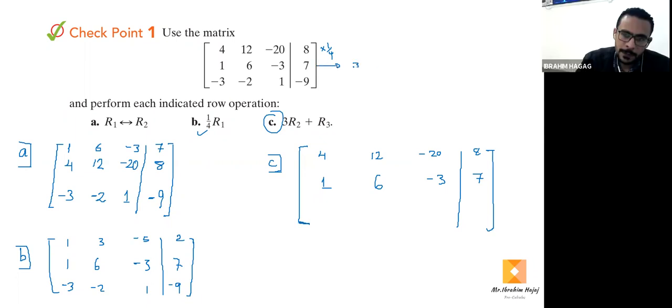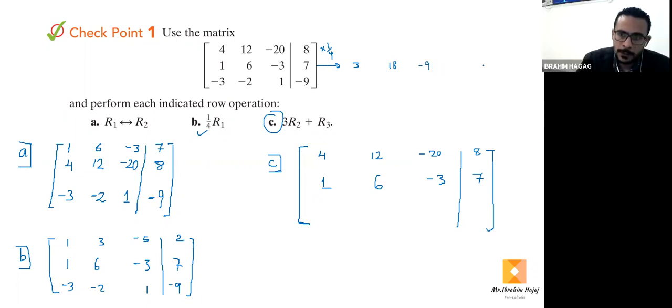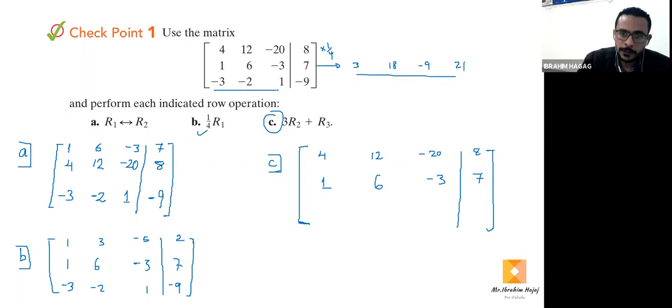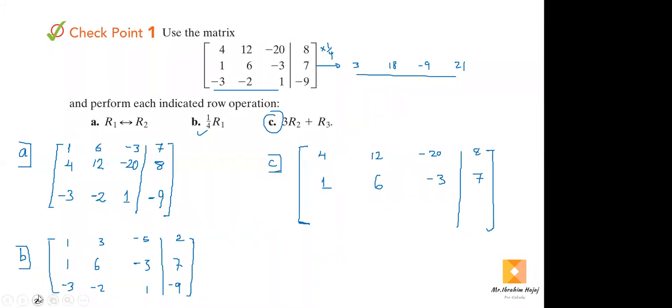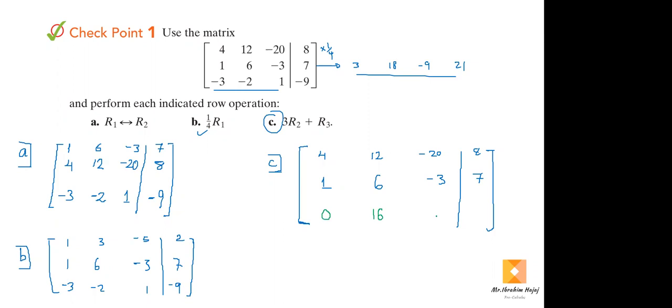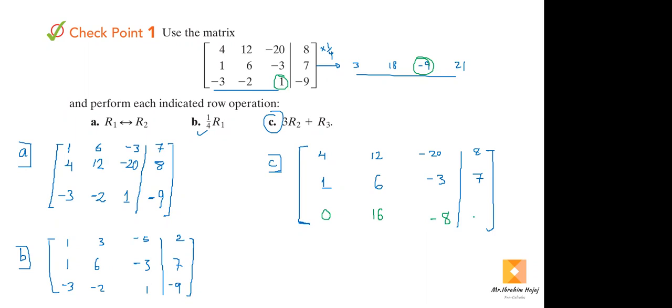Multiply this by 3 and then add it: 3, 18, negative 9, and 21. When you add this to row 3, it gives 0. Then 18 plus negative 2 gives 16. Then negative 9 plus 1 gives negative 8. And 21 plus negative 9 gives 12.